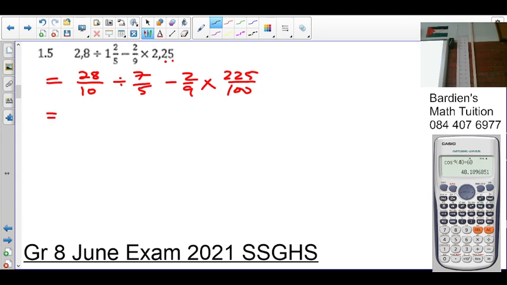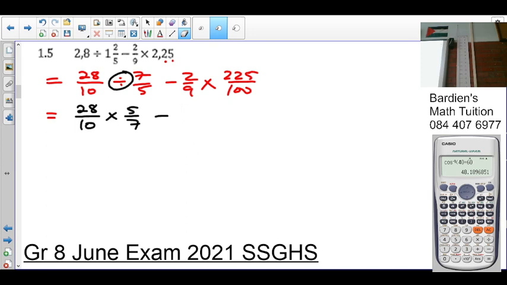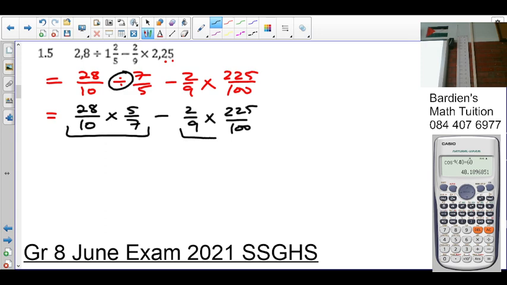So I'm going to change this to multiplication. So I'm going to get 28 over 10 multiplied by 5 over 7 minus 2 over 9 times 225 over 100. Now I'm going to just do simplification. However, only this can be simplified and that there. You can only simplify across a multiplication sign, where you've got a numerator and a denominator.